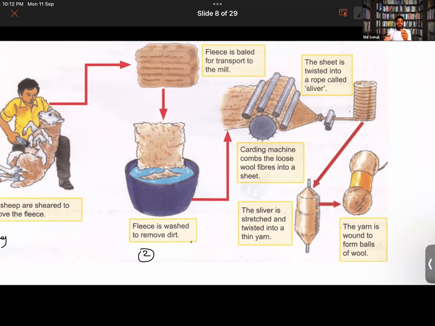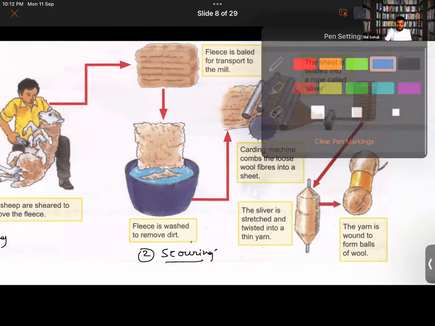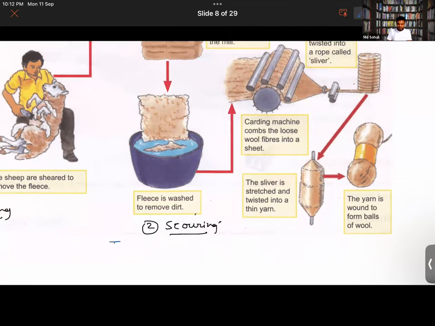Okay. So this process of washing of sheared hair is called scouring. What have we termed it as? Scouring, S-C-O-U-R-I-N-G. Okay, Rehan, define scouring. How do you define scouring?